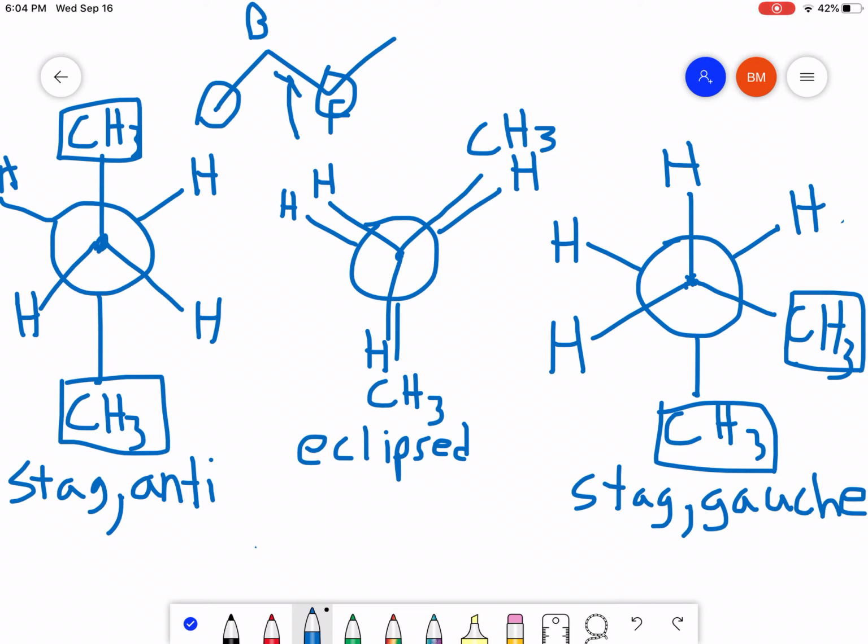I would love to be able to draw all the Newman projections for butane on one screen. Unfortunately, I'm out of room. So, do this. You have the ability to rewind, so you can go back and forth. I'm going to label these. I'm just going to label this one 1, 2, 3, and you can associate those with the numbers.